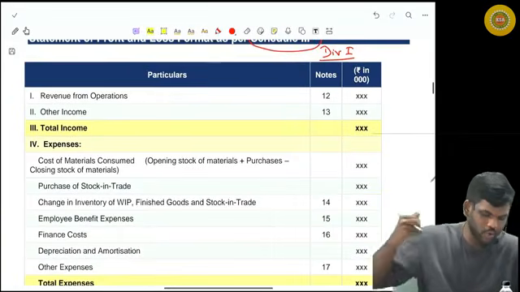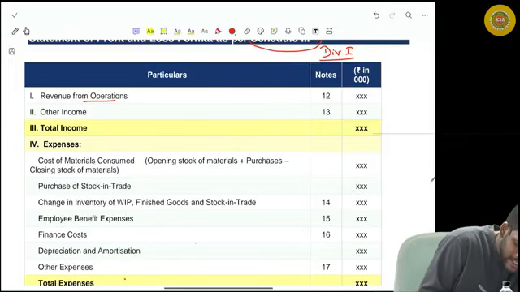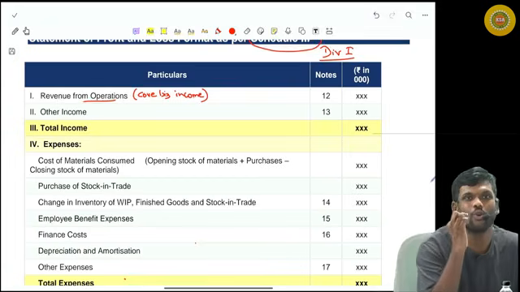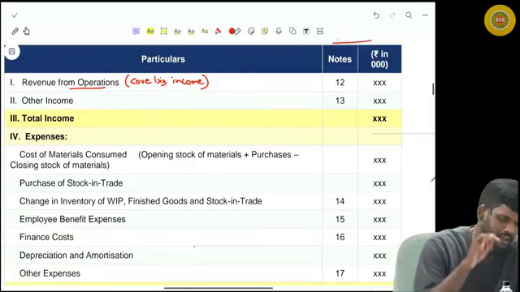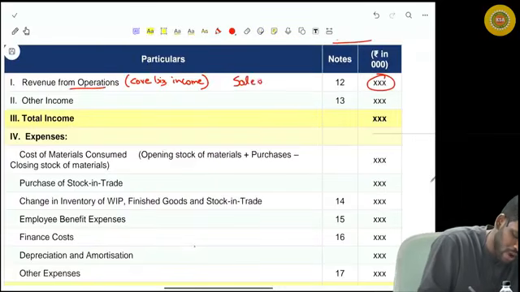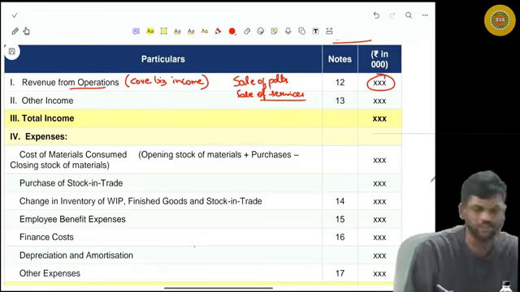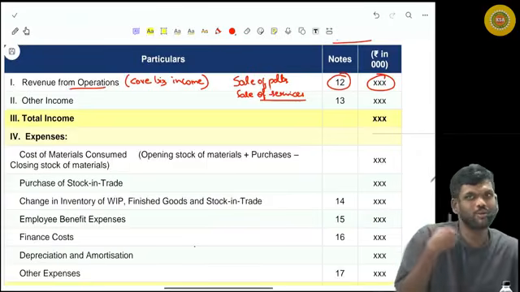In the same way, we will read the item, go to the respective note and see what is there. Revenue from operations, guys, remember, this is your core business income. Basically, this is your core operations. Whatever revenue you make from your core operations is called revenue from operations. It can be from sale of products or from sale of services. So products revenue should be shown separately, services revenue should be shown separately. This is what will be given in note 12. That is why I'm not going to note 12.